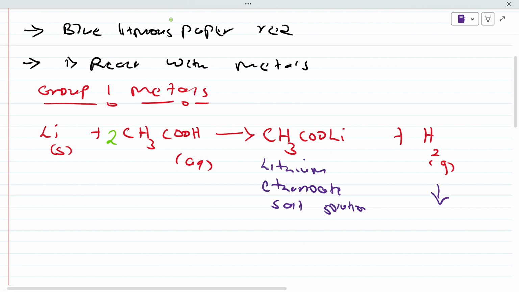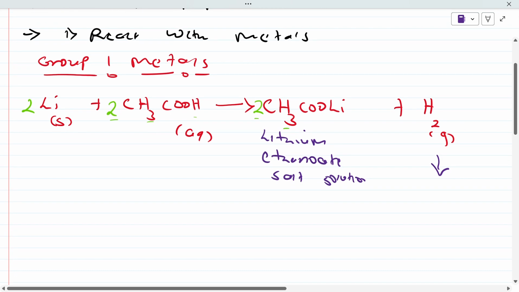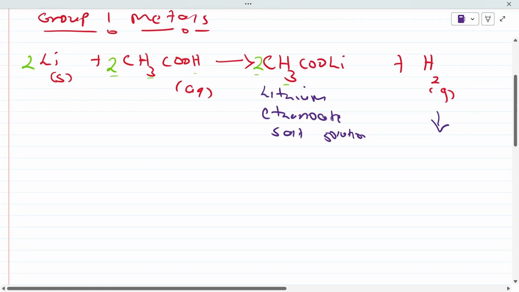So my hydrogen this side, I put a 2 here. If I put a 2 there, lithiums must be 2 here. If I do that, what is going to happen? I'm going to have a 6 and a 2, which is 8. At the same time, I'm going to have a 6 plus a 2, which is 8. So lithium is balanced. The ethanoic acid is also balanced. Now, that's the first reaction. I'm going to do the second reaction, and in my second reaction, I'm going to use sodium.